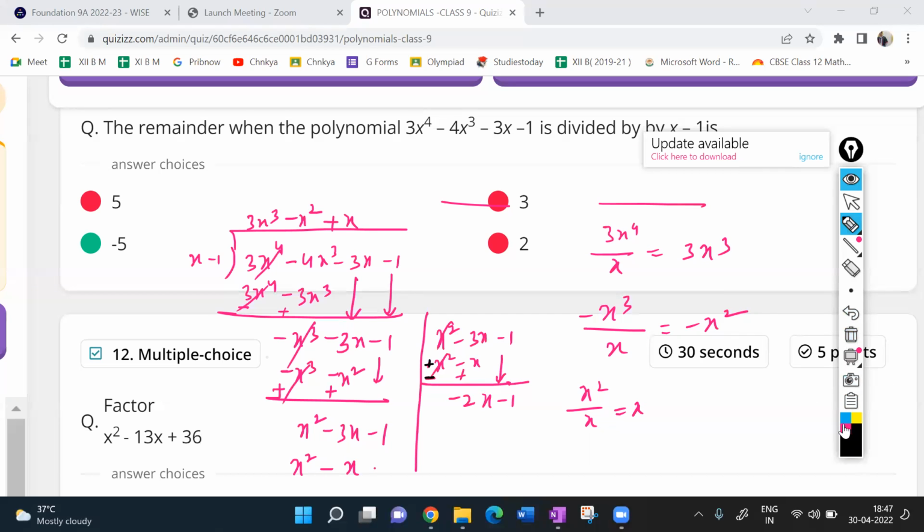So now what do we have to do? Again, minus 2x divided by x, beta. So what do you get? Minus 2. So minus 2 would be my next term. Minus 2 into x is minus 2x, and minus 2 into 1 is minus 2, so plus 2 after changing signs. It will become 0, and minus 1 plus 2, sorry, minus 1 minus 2, so minus 3.